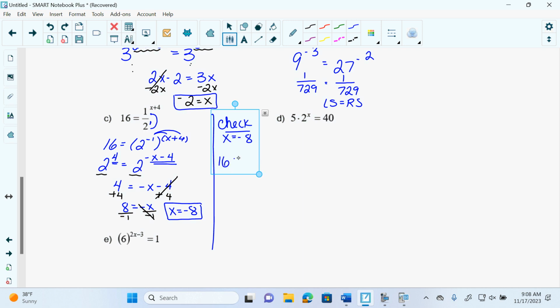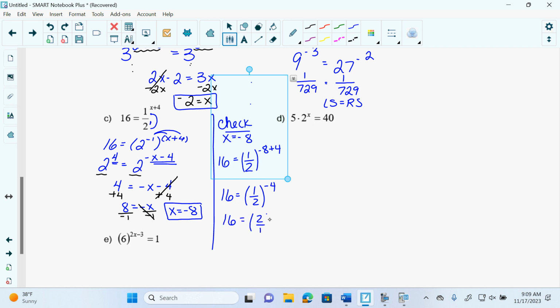I get 16 equals 1/2 to the negative 8 plus 4. Oh my gosh, really? And then I get 16 equals 1/2 to the negative 4. We can flip 1/2 to be 2 over 1 to the 4, and 2 to the 4 is 16. Do we have to write out the check step, or can we just do it in our calculator? If it asks you to verify, you do. But if it doesn't ask you to verify, you do not.